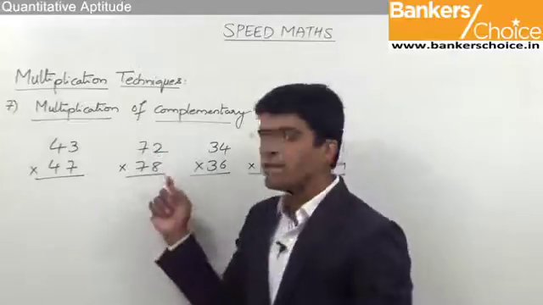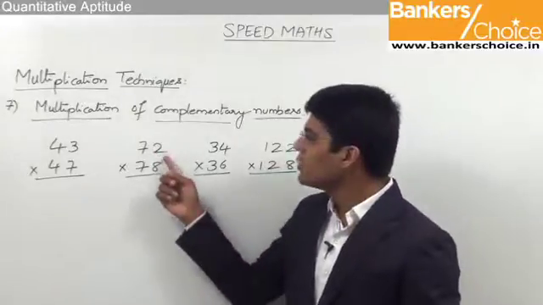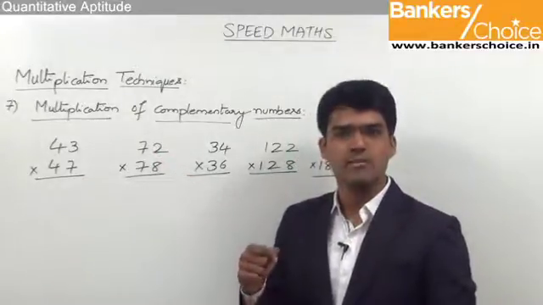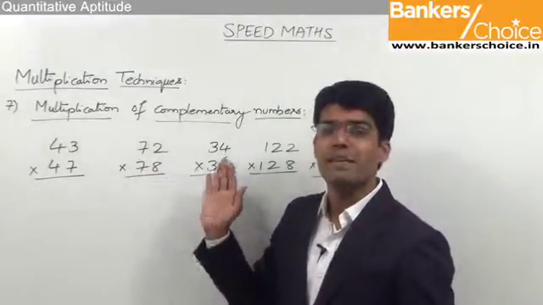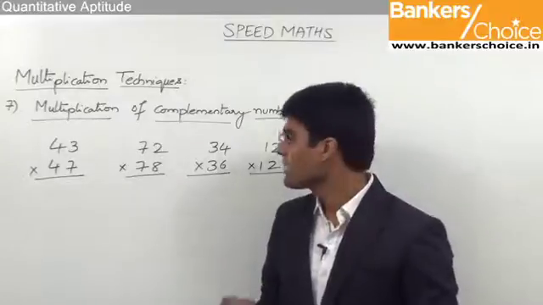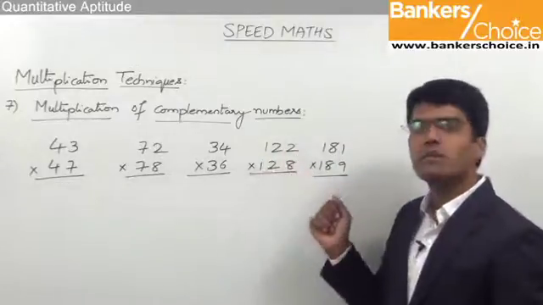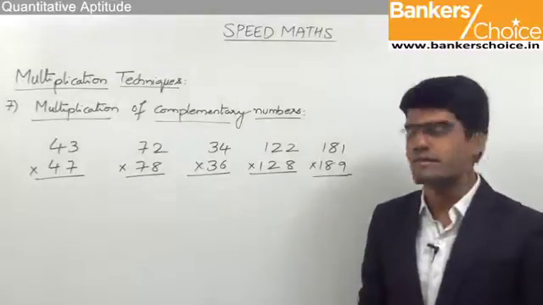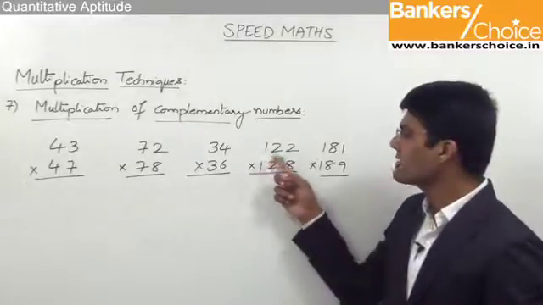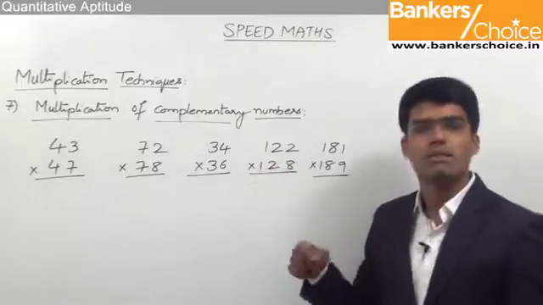Similarly, in case of 72 and 78, we find that 2 plus 8 is 10. The sum of the units places is 10 and the tens places are equal, or I can say the remaining part of the number is equal. And likewise in 122 and 128, we find that 2 plus 8 is 10. The sum of units places is 10 and the remaining part of the number, that is 12 and 12, is equal in both the numbers.